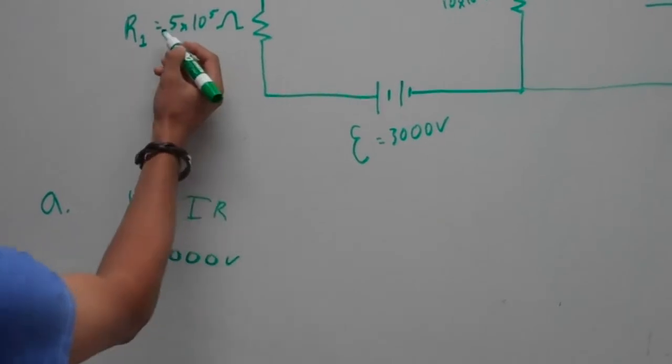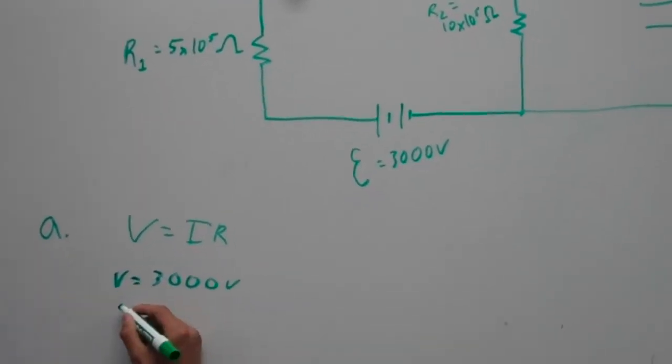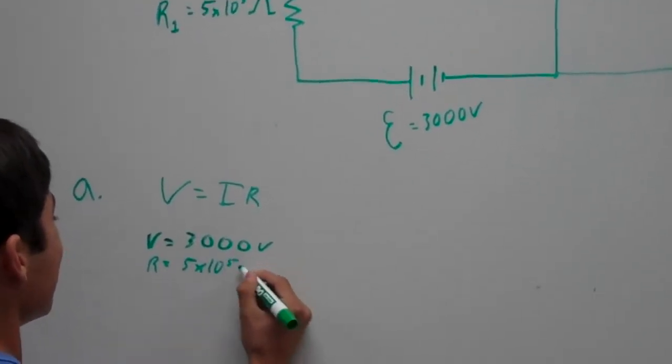And initially, your resistance is only going to be 5 times 10 to the 5th ohms.